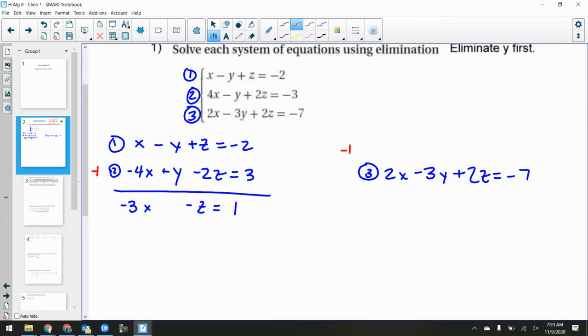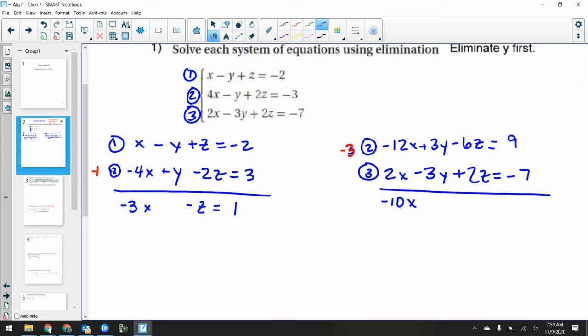Okay, so -1 times equation, oh, not -1. We want to multiply by -3. -3, oops, gotta be red. -3 times equation 2 to make my y values cancel out, which means I will have -12x plus 3y -6z is equal to +9. And now we add down. We have a -10x. We have a -4z. And a +2. Okay. Everybody follow me there?